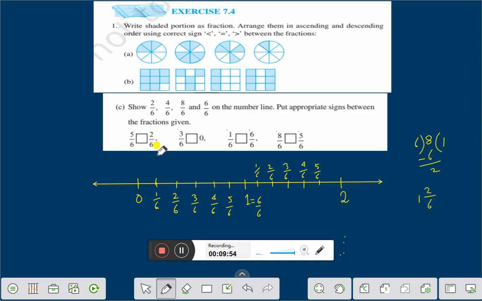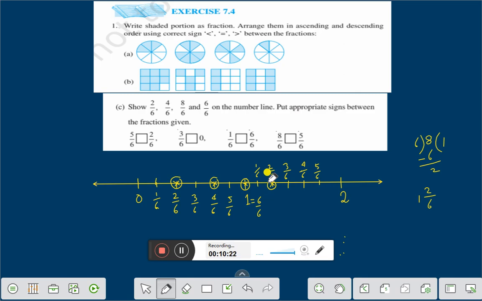Right? Now the first point is 2 by 6. Next one is 4 by 6. This point is 6 by 6. And 8 by 6 is 1 whole 2 by 6. This is 1 whole, and 2 by 6 means this point is 1 whole 2 by 6, right?